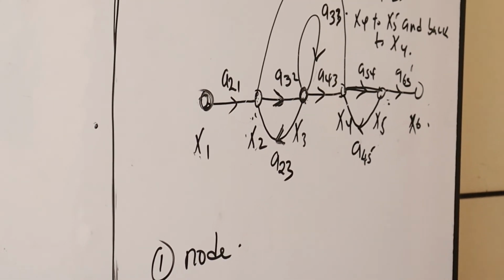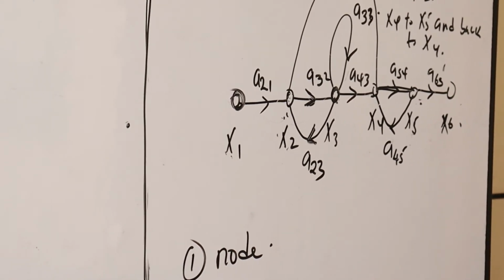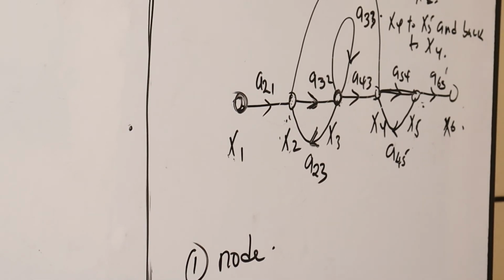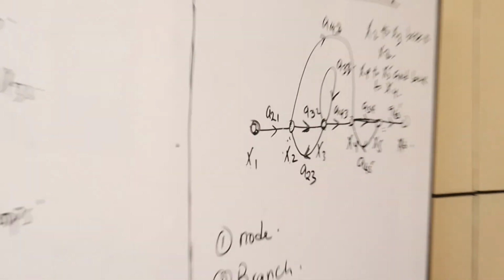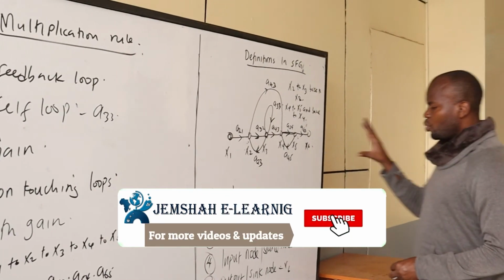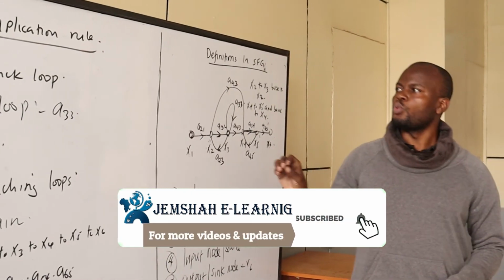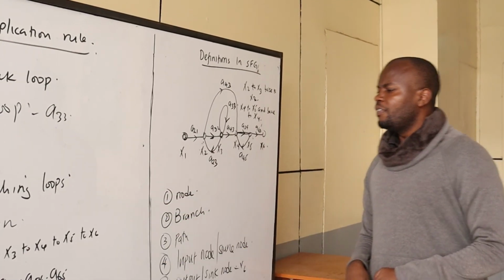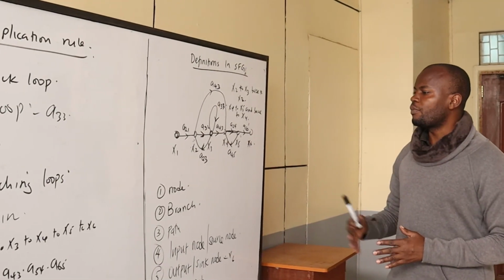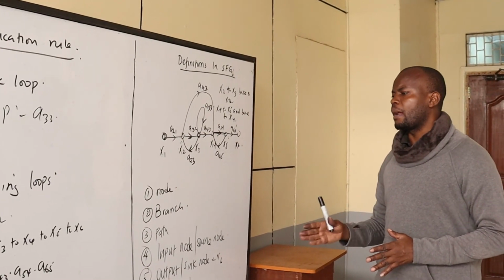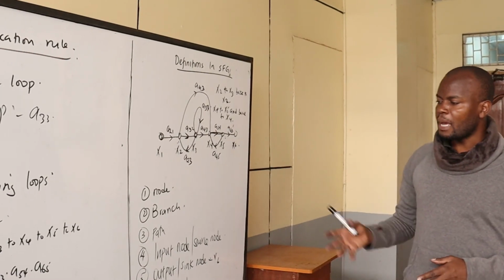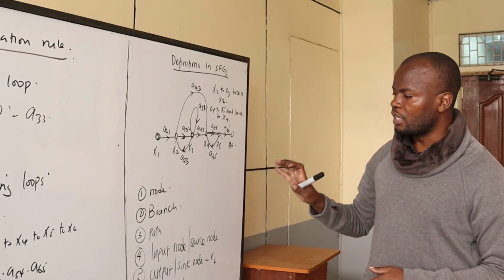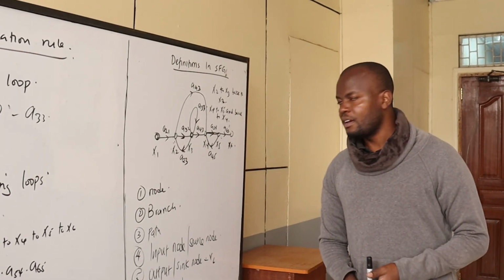So those are some of the definitions that are very important for us to understand before we can get to Mason's gain formula, in order to use signal flow graphs to obtain the transfer function. As we said earlier, this is just a way of obtaining the transfer function, the same way we use the block diagram reduction rules. But because some block diagrams may be complicated, we can always use this in order to obtain the transfer function.